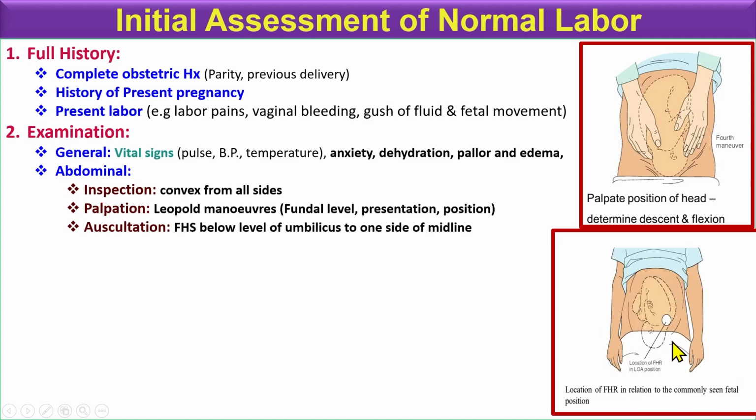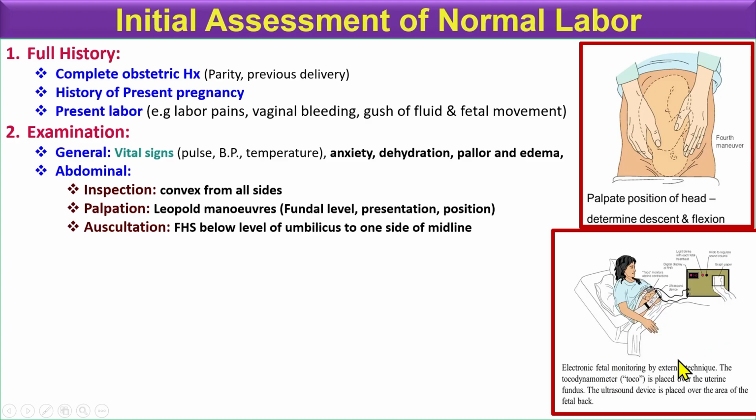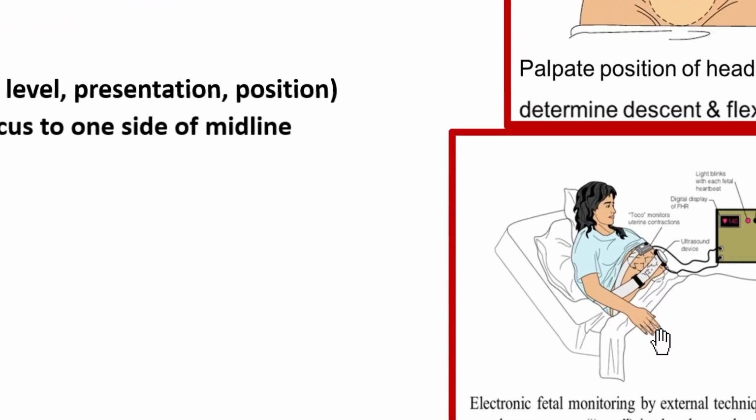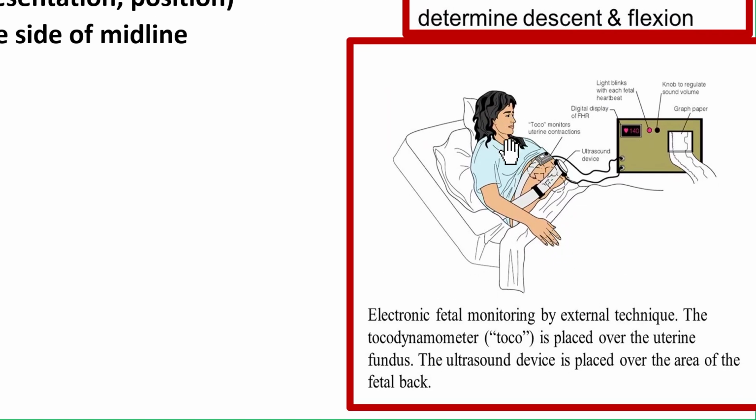Here are some common sites for the auscultation of the fetal heart sound. Okay, so this is the left occipital anterior position to auscultate the fetal heart sound. Here you can see the electronic fetal monitoring technique, where you can see the tocodynamometer, which is for the uterine contraction, and here the ultrasound is placed, or here you can see the display of the fetal heart sound. So the ultrasound device is placed over the back of the fetus. Okay.